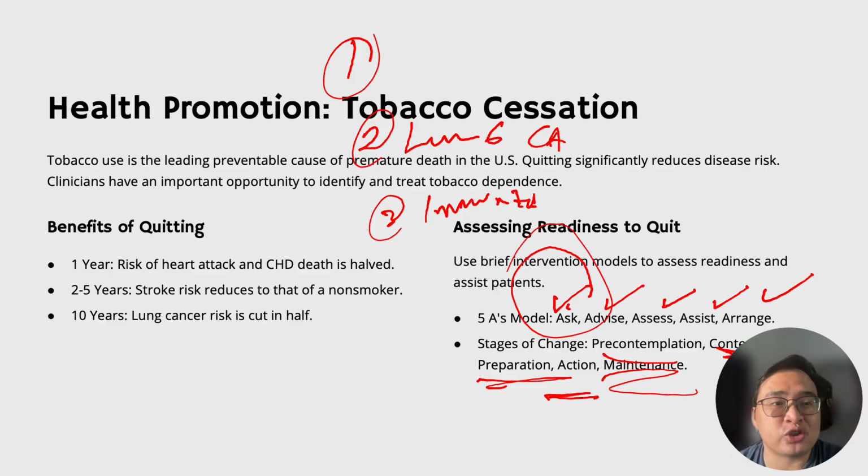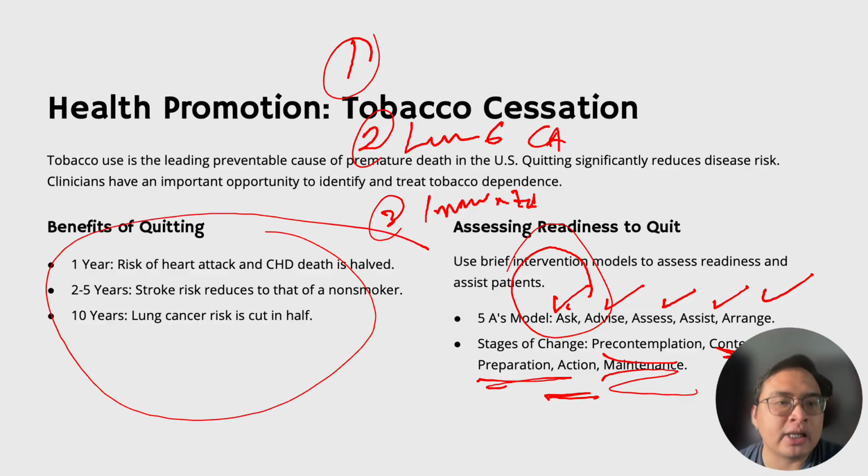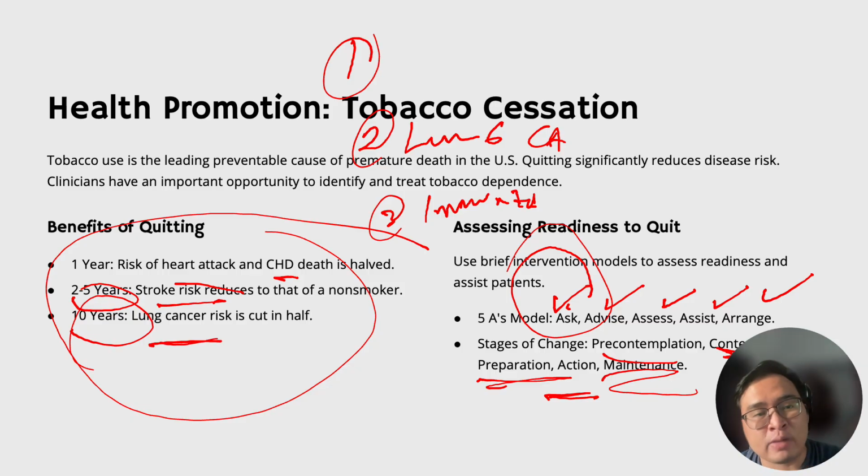So if the patient is not yet ready to quit, then you could educate them on the benefits of quitting. Here we have the benefits of quitting. Within 1 year, your risk of heart attack and congestive heart disease, or risk of dying from congestive heart disease, is halved. Second, within 2 to 5 years, your stroke risk reduces to that of a non-smoker. And lastly, within 10 years, your lung cancer risk is going to be cut in half. So those are the advantages that we need to inform our patients. Okay? Okay. So ask, advise.